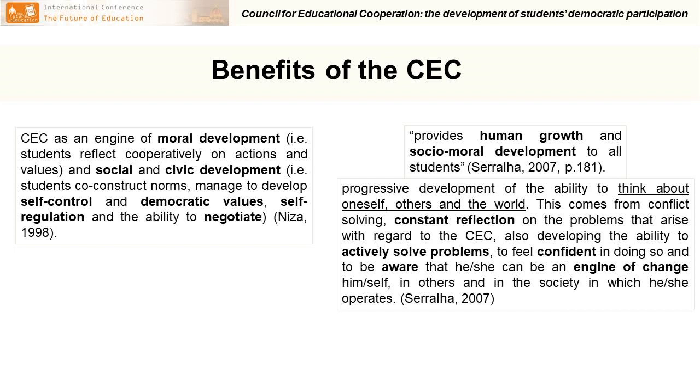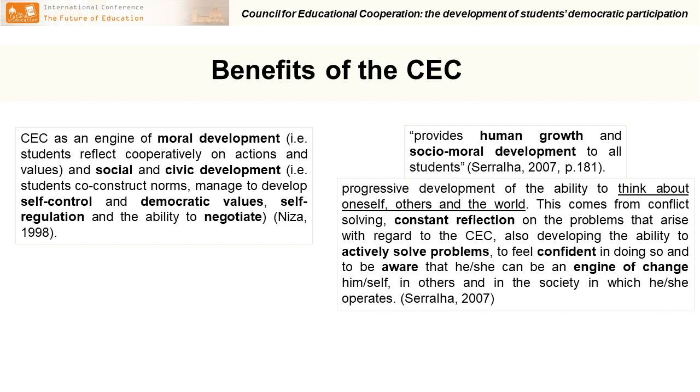Why then is this council so important in the educational environment for the students? We know that the development of students' democratic participation in the classroom is a priority in today's schools to uphold this crucial right and, therefore, to foster their full participation as active citizens, preparing them for life in society. The Council for Educational Cooperation is indeed a great way to develop the students' democratic participation.